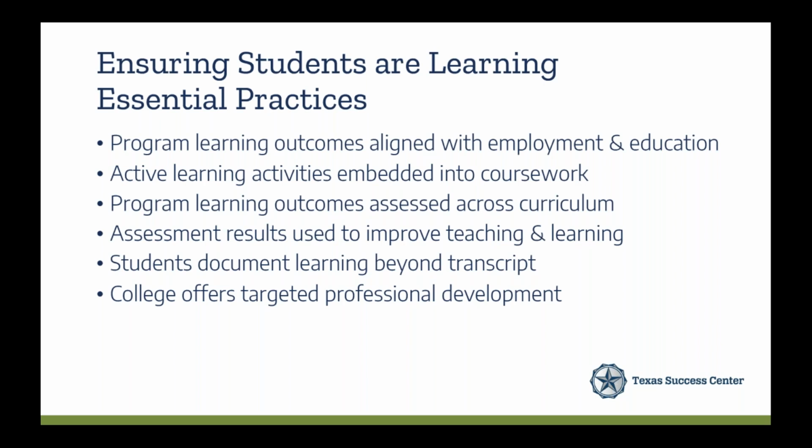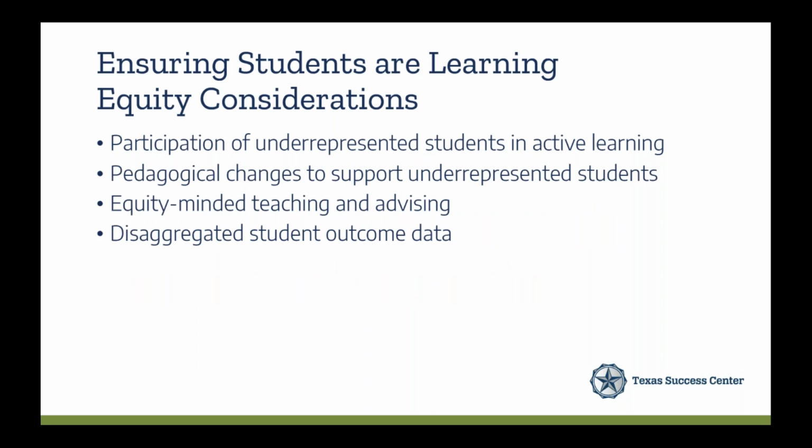Along with those essential practices, we have equity considerations, and we'll touch on this a little bit more when we get to the advanced work assignment, specifically the scale of adoption assessment. But the equity considerations that go into ensuring that students are learning include participating, whether students from underrepresented groups are participating in active and experiential learning. Is the college supporting changes to pedagogy to support the learning of underrepresented students? Is the college focused on equity-minded teaching and advising? And then does the college disaggregate their student learning outcome data, program learning outcome data to see the different outcomes for different student groups?